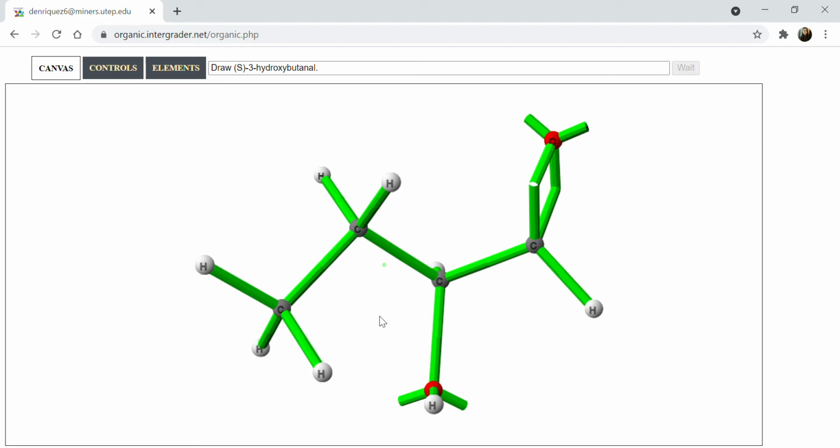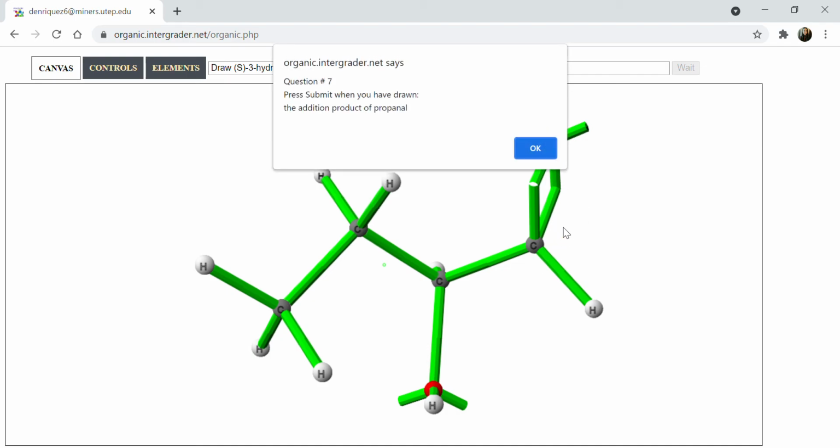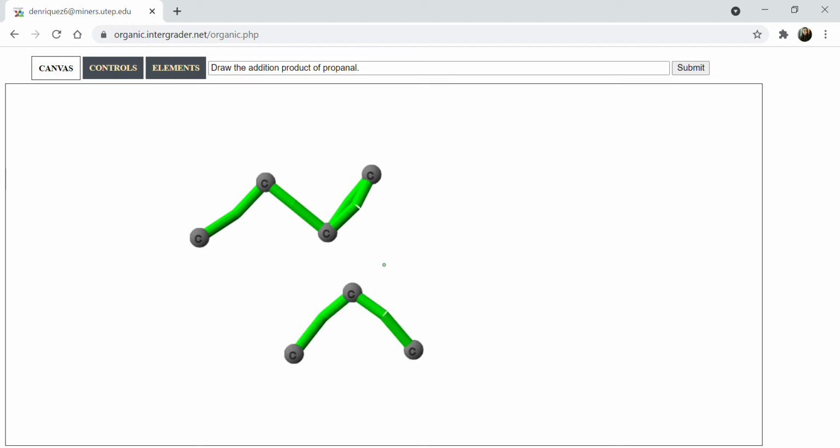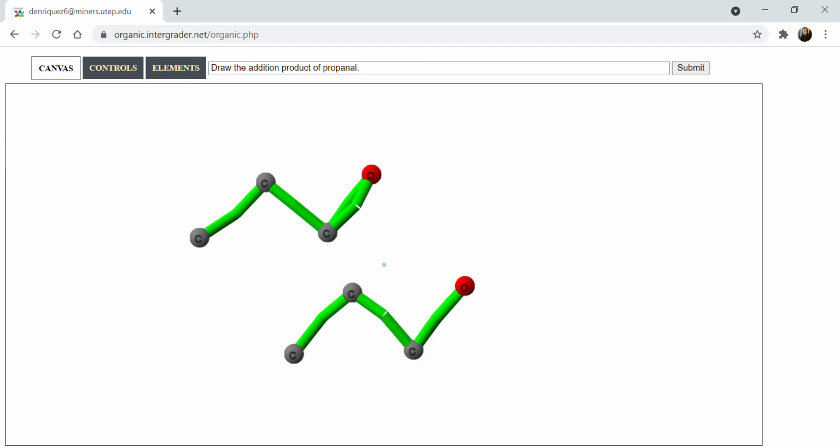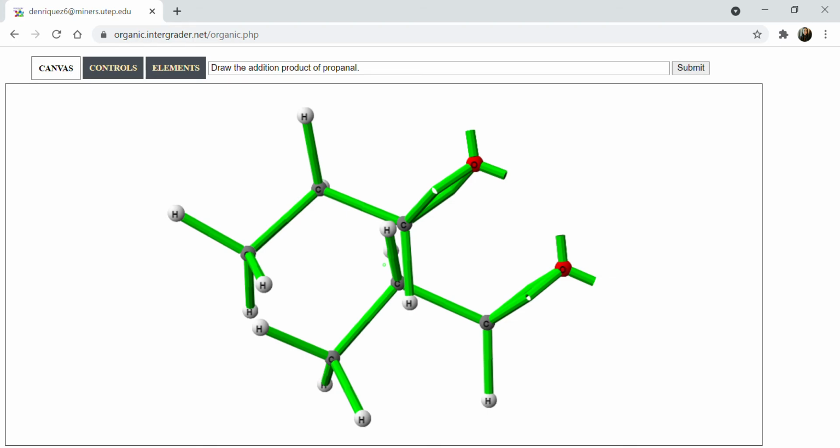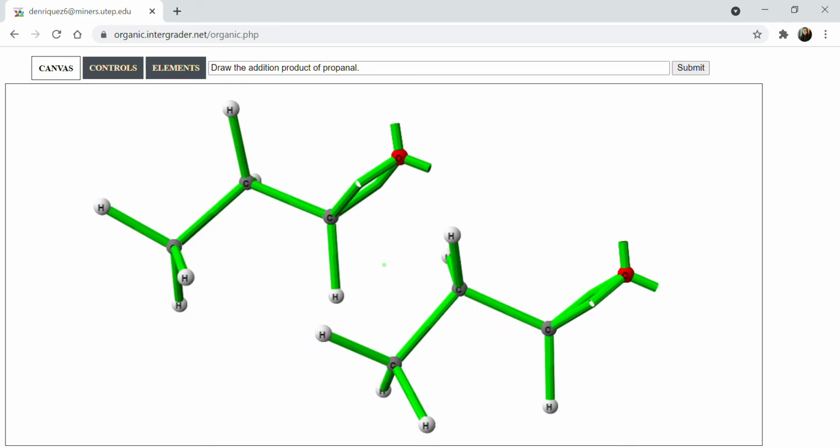This hydroxy group needs to be right here. So we're counting from the aldehyde group. Addition product of propanal. So propane. I'm going to change some of the things to oxygen. So sometimes when you get comfortable, you kind of miss key points like that. Simple counting.